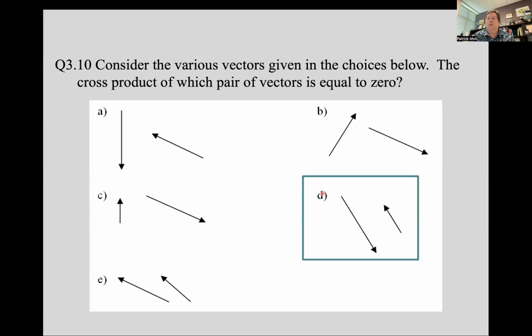All right, so for the pair of vectors in D, they're pointing in opposite directions. So there is no unique direction that's perpendicular to both. Therefore, the vector cross product will vanish. A, B, C, and E will all have an answer that is non-zero for the vector product.